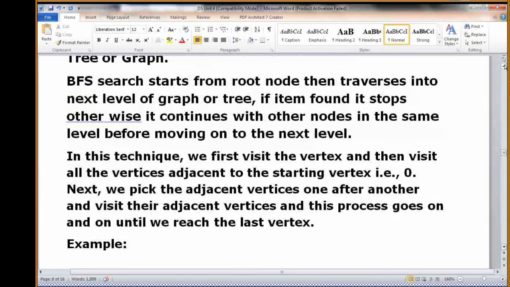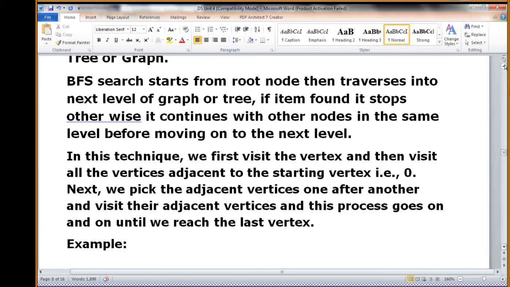In this technique, we first visit the vertex and then visit all the vertices adjacent to the starting vertex, that is 0. Next we pick the adjacent vertices one after another and visit their adjacent vertices, and this process goes on until we reach the last vertex. This is the algorithm we will follow in BFS.